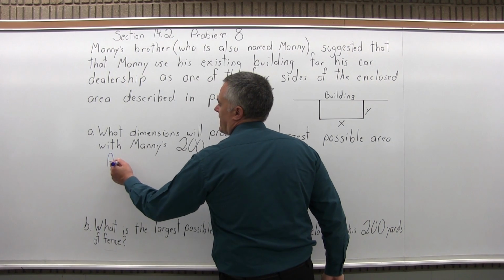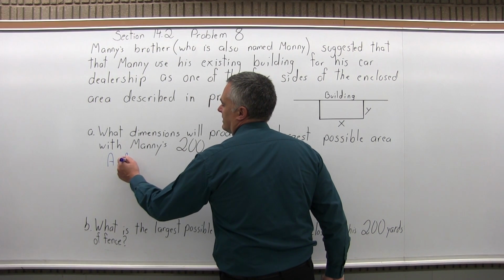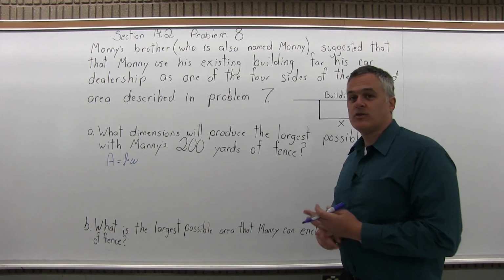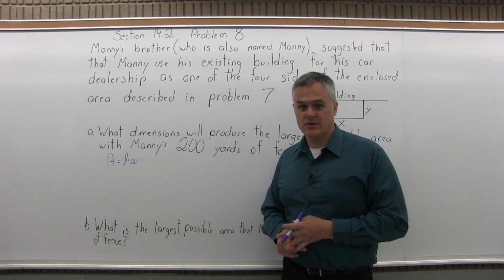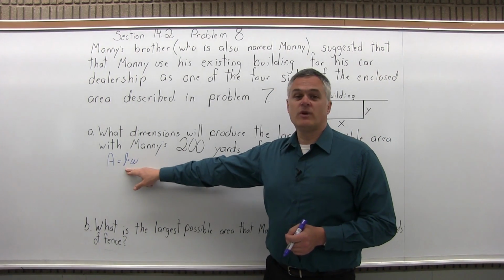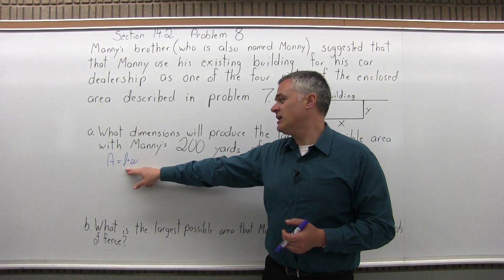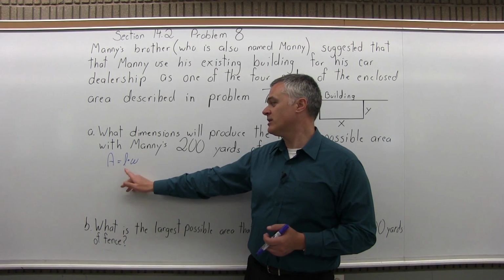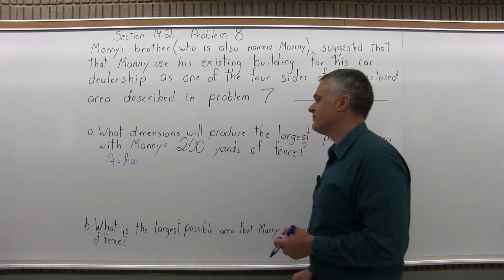We want to have a function for area, which is basically length times width. And we want to take the derivative of that function, set it equal to 0, solve the unknown. And the problem is that we have two variables. We can't go through that process of take the derivative, set it equal to 0, solve for the unknown until we have this as one variable.